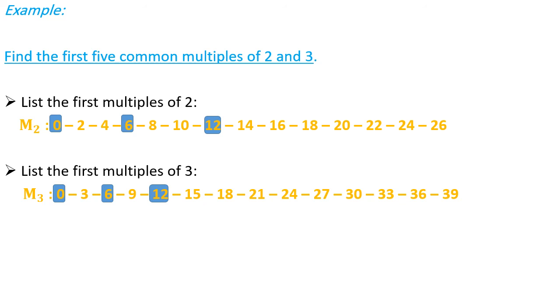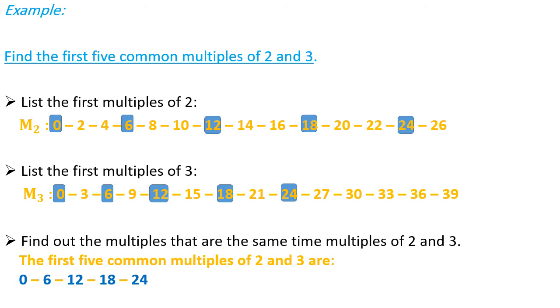Now, let us find out the other common multiples of 2 and 3. We have 12, 18, 24. So, these are the first 5 common multiples of 2 and 3. 0, 6, 12, 18, and 24. Well done, my dear students.